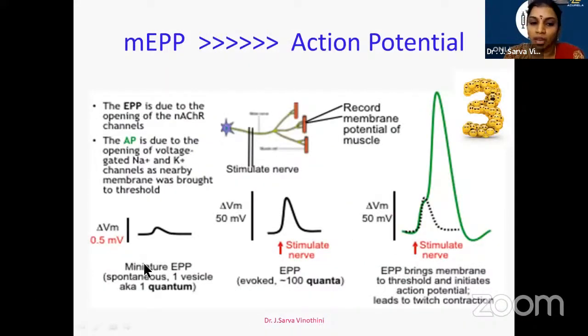So again, to recap, we saw the miniature end plate potential was because of the release of one quanta. Now, when the nerve gets stimulated, then we get the end plate potential. There around 100 quanta of acetylcholine is released. And this end plate potential is because of depolarization of the acetylcholine receptors. But this does not produce action potential. This has to cross the threshold, and at that point, this will come and stimulate the voltage-gated sodium channels that are there in the perijunctional area. That will cause the action potential to propagate, and thus will stimulate the muscle contraction.